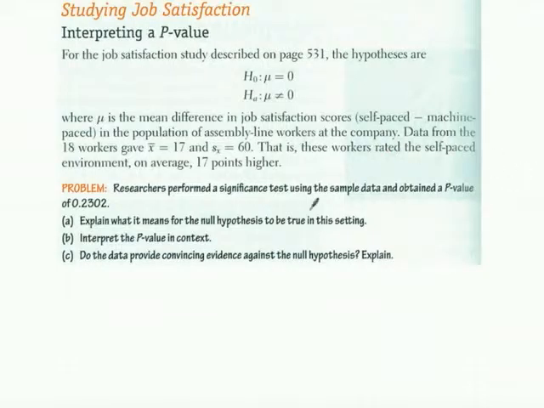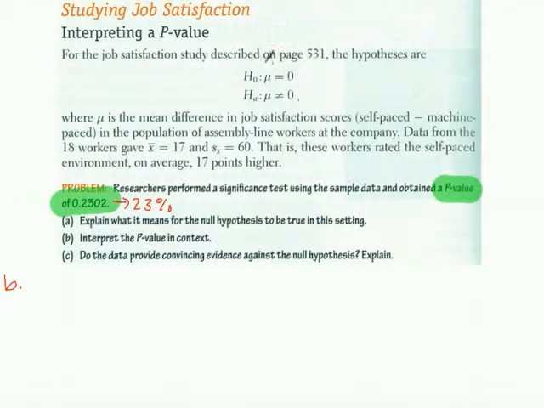For B, it says interpret the p-value in context. The problem tells us that our p-value is 0.2302. Well, that p-value is the probability of observing a sample result as extreme or more extreme in the direction specified by the alternative hypothesis just by chance when the null hypothesis is actually true. So basically, it's the probability of getting such a result by chance. And so this is 23%. I know that because I can move the decimal over, I get 23%.